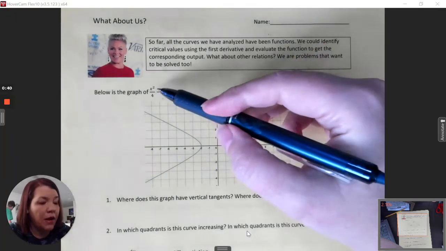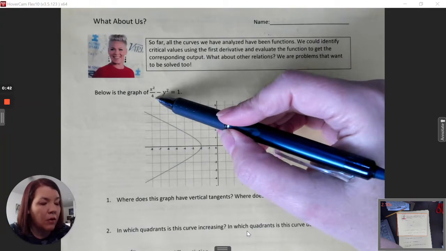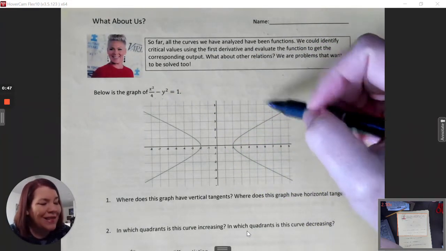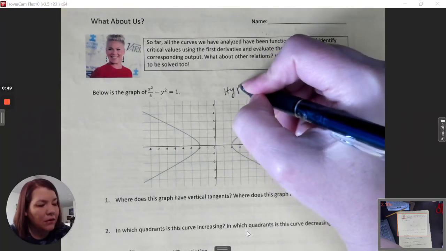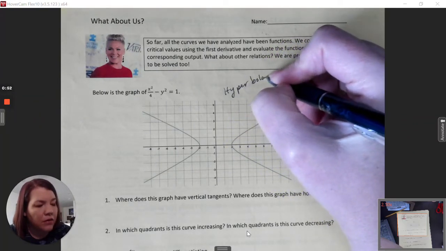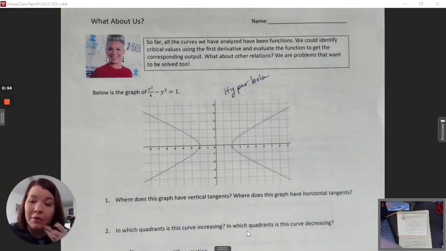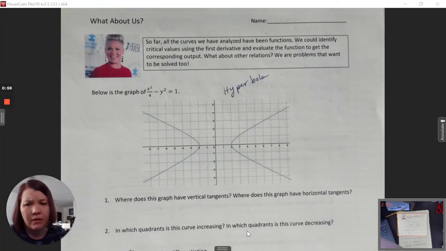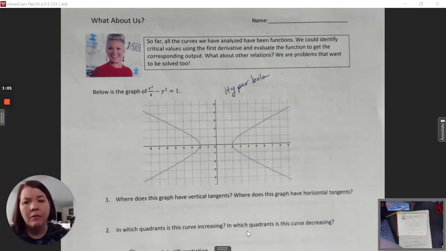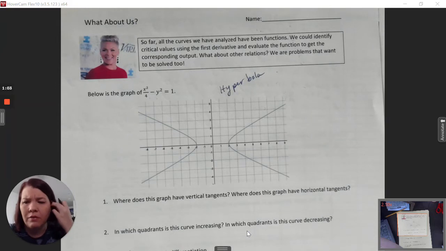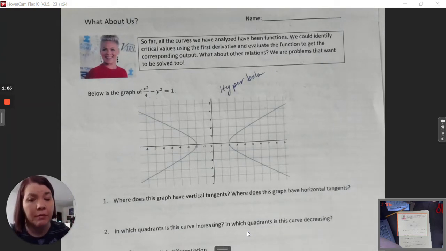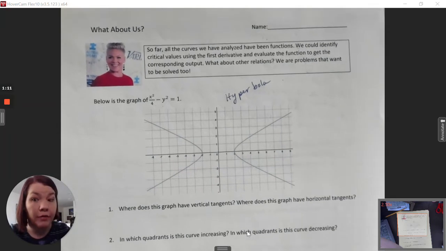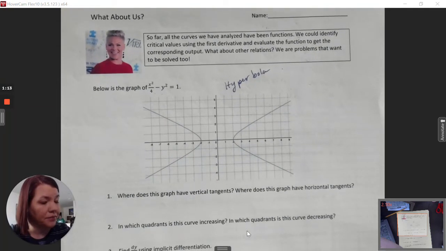So right here we have the graph of x squared divided by 4 minus y squared divided by 1 equals 1. This is a hyperbola. If you don't recognize it, that's a hyperbola. I know conic sections would have been in Math 3 for you, parts of Math 2, parts of Math 3. I'm not sure if they do all of it.